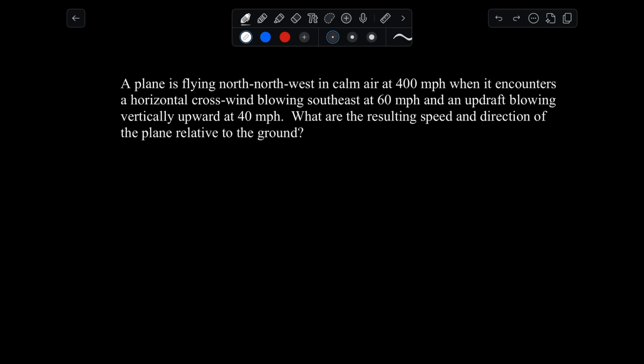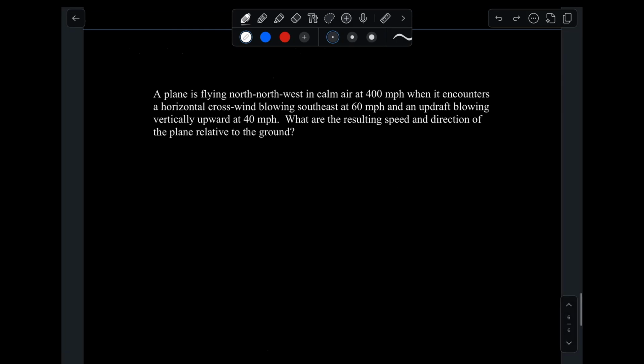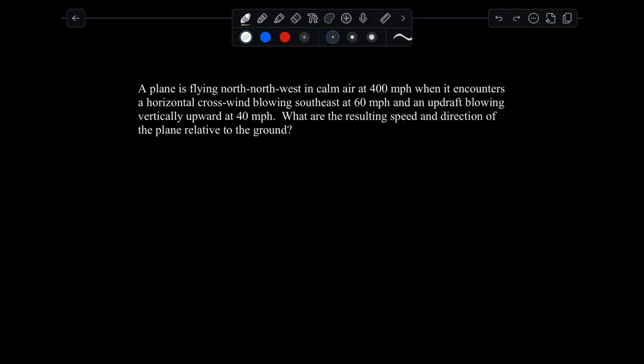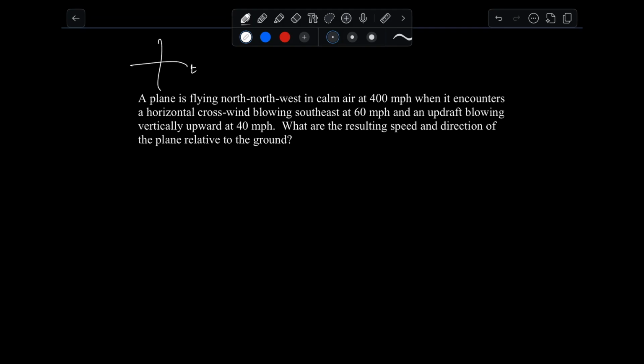So a couple of things before I'll let you guys go. To understand what north-northwest means, we'll just draw another coordinate right here. East, south, northwest. We have northwest, we have northeast, right? We also have north-northwest, north-northeast, and west-northwest.